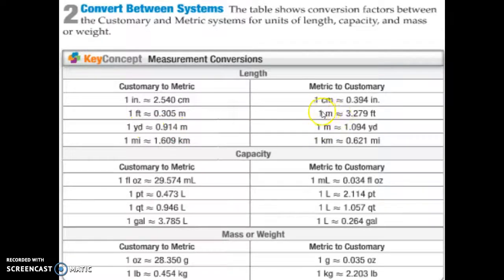And then over here goes the other way around. 1 centimeter equals how many inches. 1 meter equals how many feet. So it does it for length, capacity, and then mass. So make sure you copy all that down because we're going to need to convert from customary to metric or metric to customary as well. So it's not always a clean conversion. We're going to have decimals, which is fine. We know how to do that. So let's get some practice going from customary to metric and vice versa.